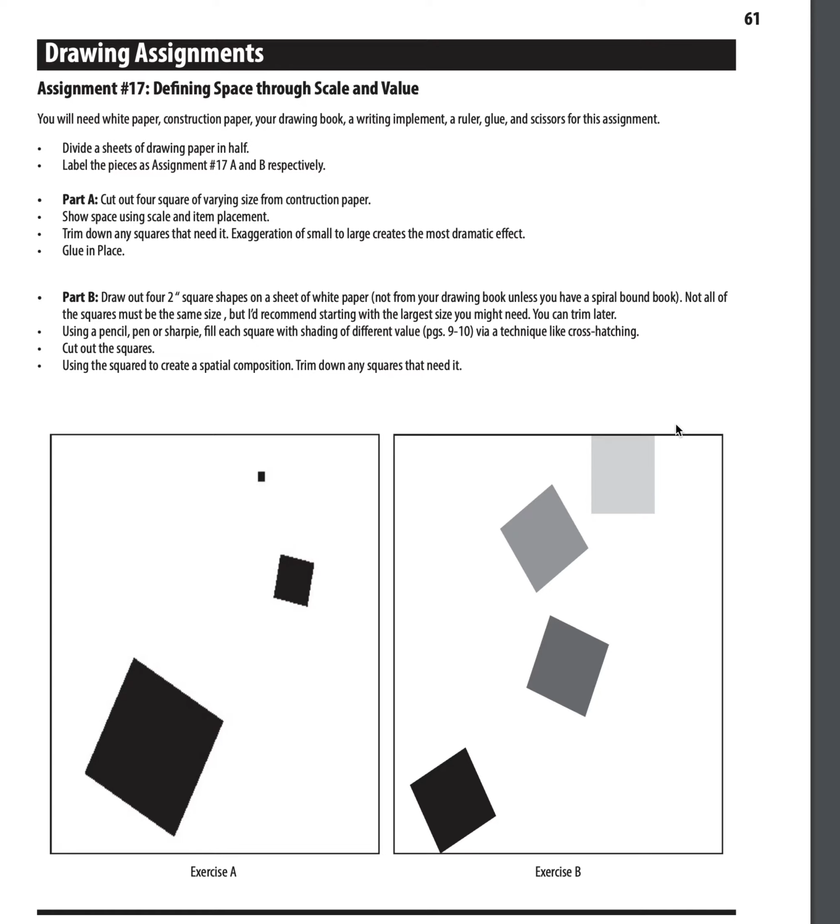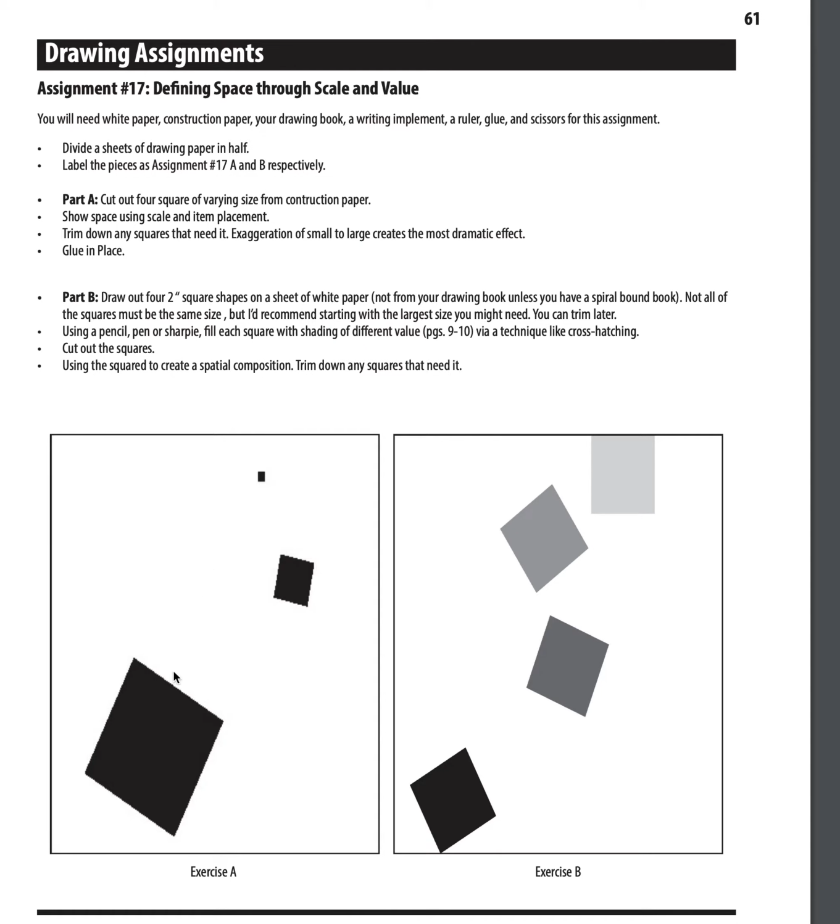Assignment 17 is another one of our construction paper ones. It's another one where you have the page divided in half, and it's another one where you're creating the sense of depth. In the previous ones, when we did 16, you were changing position. In this case, you're changing scale and value.